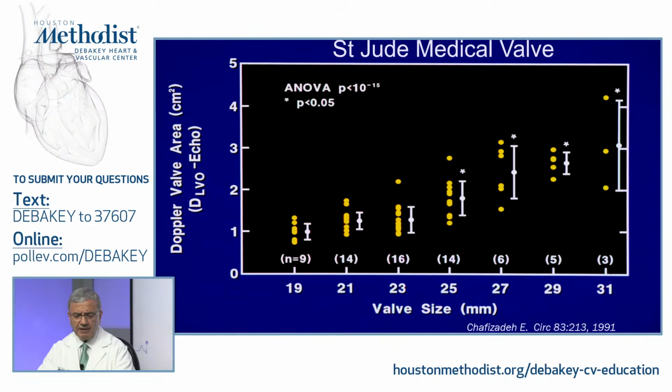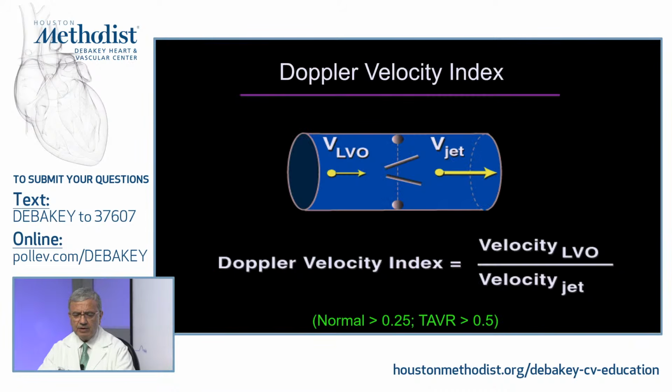Remember that because of the overestimation of velocity as well as gradients, the valve area of a 19 millimeter St. Jude valve is about 1 centimeter squared, and that could be as low as about 0.8 centimeters squared, and that's normal small valve with normal flows. So keep those in mind when you evaluate valves, knowing the size and the type of the valve that you're dealing with. Another index, which is a simplification of the continuity equation, is called the Doppler velocity index, and that has been highlighted in the guidelines.